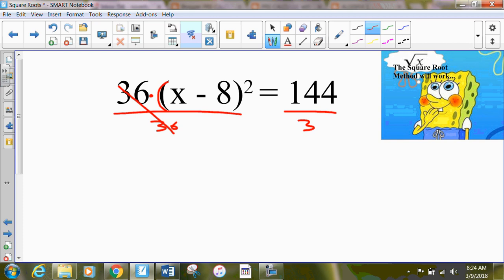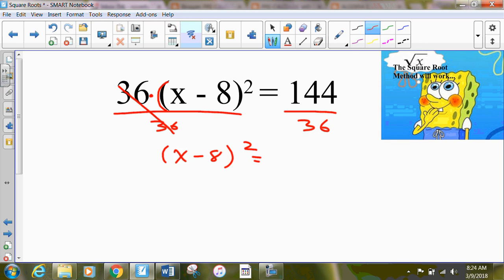This may leave you saying, hey, wait a minute, if I'm just dividing right away, I'm going to do that method with the first one. You can do either method. It's fine with me. So we're left with x minus 8 squared equals, oh, is that 9?